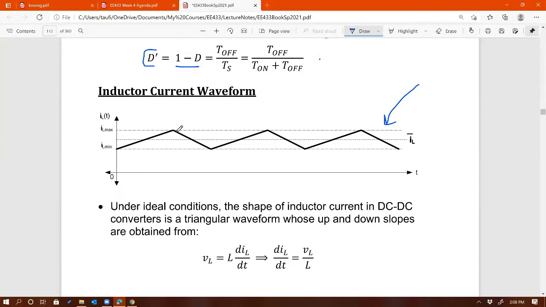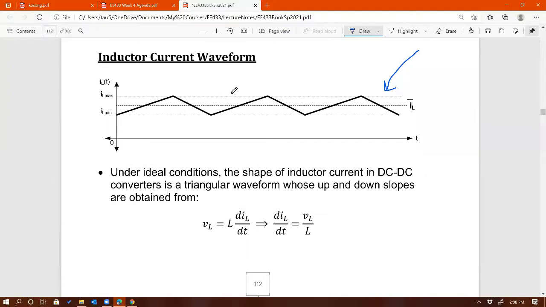Triangular waveform. I'm not going to go into the details. If you're interested, and if you're not graduating this year, you can take 410 in the fall. We'll go over in detail why this is a triangular waveform. For now, keep in mind that the inductor current waveform is triangular and consists of one period, and in each period we see two segments: the charging portion and then the discharging portion of the inductor current.